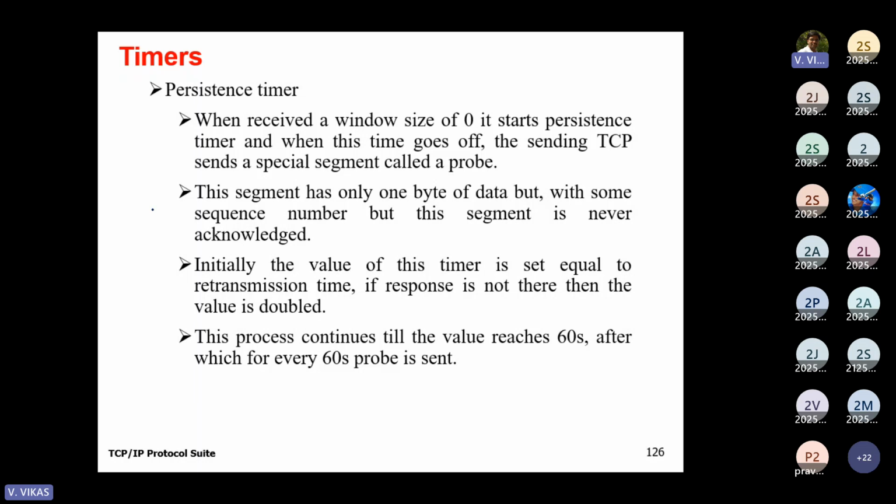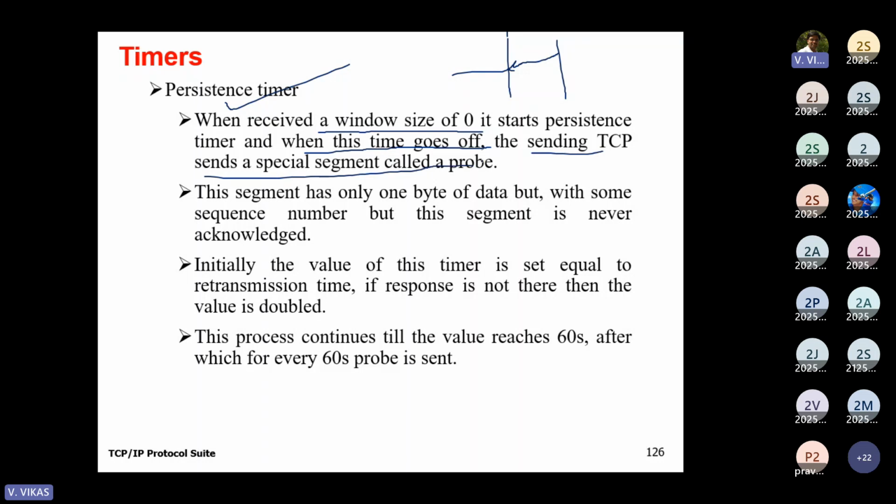Next, we have the persistent timer. We consider the case wherein the receiver is advertising a window size of 0. This is happening at the sender side itself. Let us say I get an acknowledgement with receiver window size 0. At this point, I start the persistent timer. When this timer goes off, the sending TCP sends a special segment called a probe.